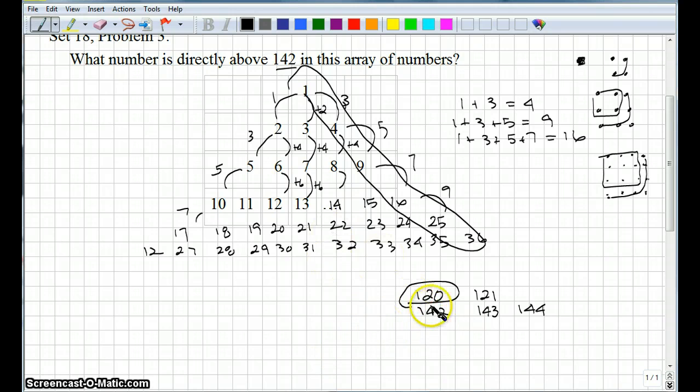So we didn't have to list them all out. That would take a while. The key is recognizing that this right-hand side of the triangle is all squares. So there you go. The answer is 120.